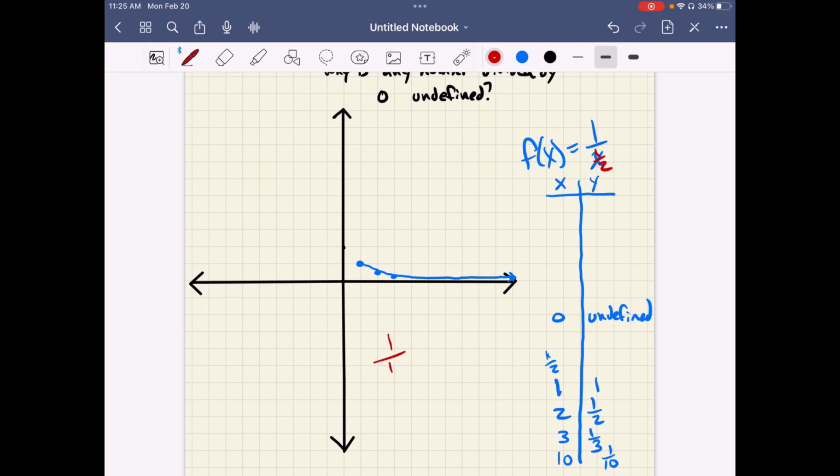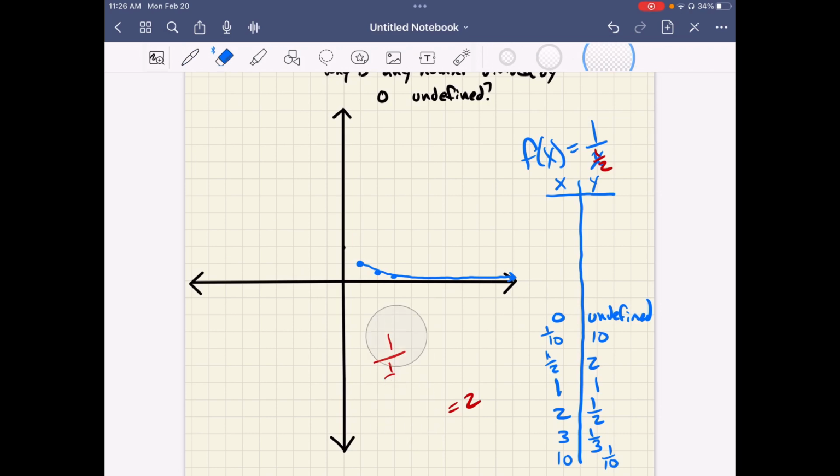I have 1 over 1/2, which, if you'll remember from our rational function operations video, we would know is 1 times 2 over 1. I'm multiplying by my reciprocal, and I get a y value of 2. So if I plug in the 1/2, I get a y value of 2. Same thing, I'm going to go ahead and jump to that 1/10 number. I would get a value of 10.